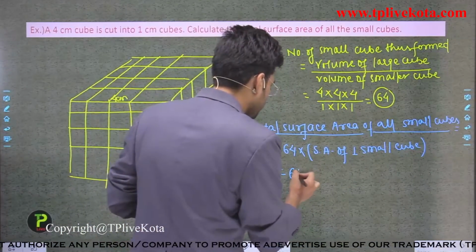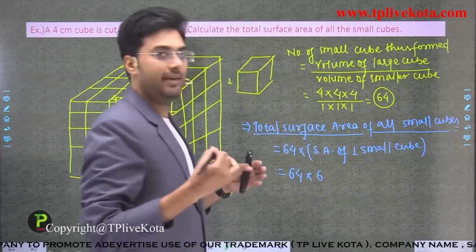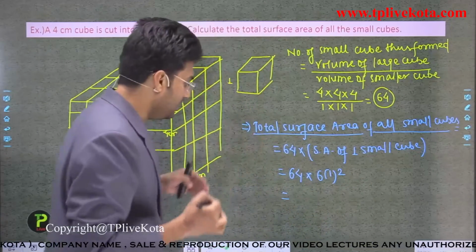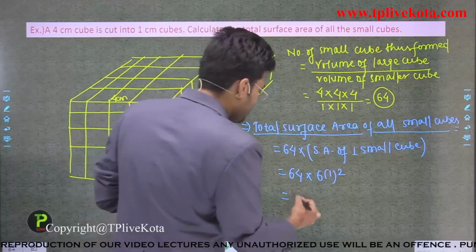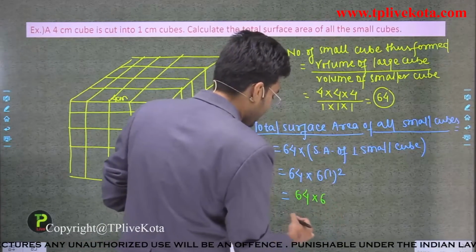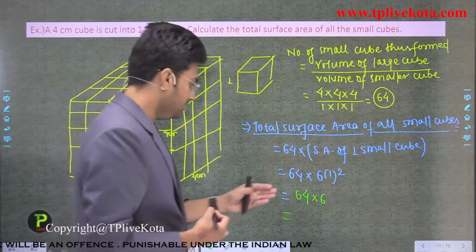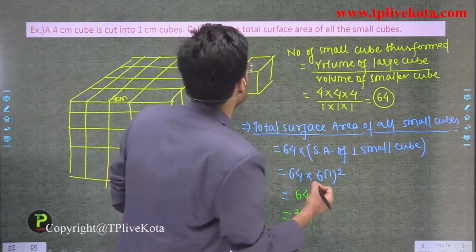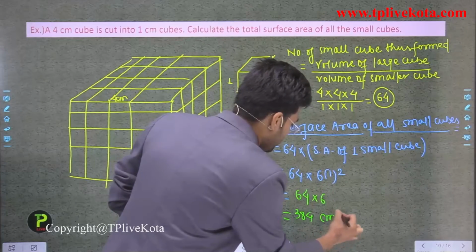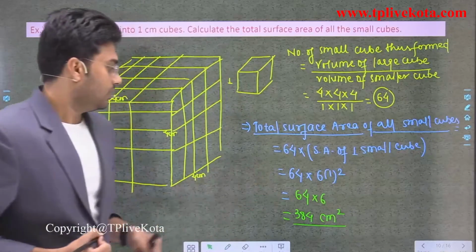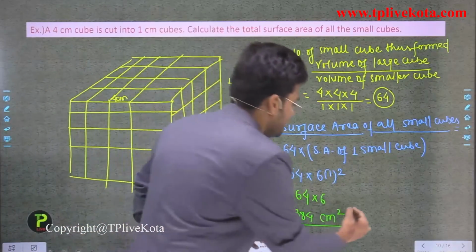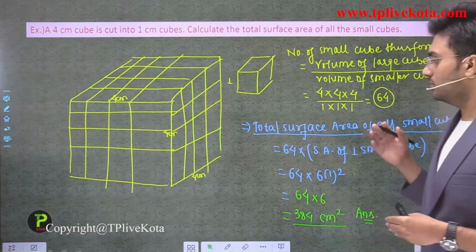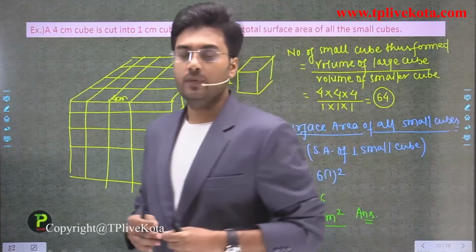It is equal to 64 multiplied by 6a square, where a is 1. So it is 6 multiplied by 1 square. So finally what will we get here? We will get 64 multiplied by 6, and when we solve this, what will we get? It is 384. And what is the unit here? It is centimeter. So it is 384 centimeter square. This is the final answer. Clear? So students, I hope you understand this question. So now after this question, let's move to the next question.